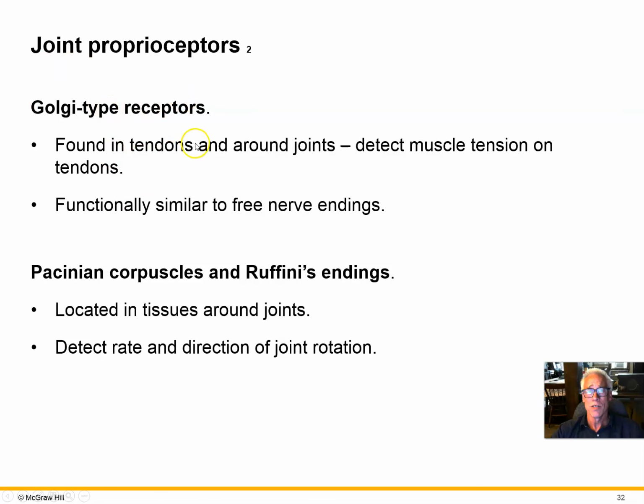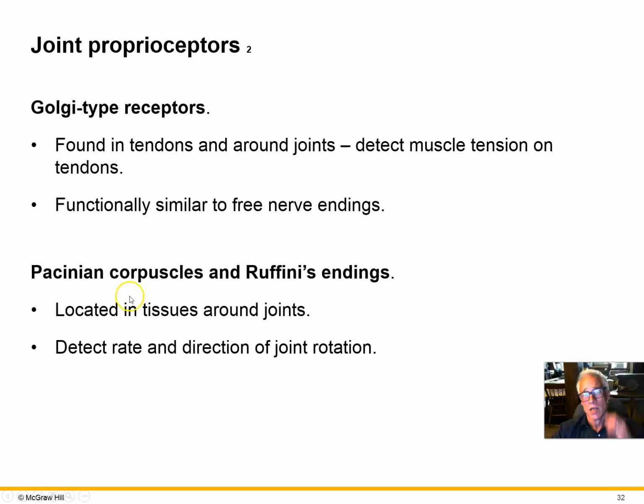Golgi type receptors are found in tendons. They're called Golgi tendon organs many times, and they detect the tension on the tendon. The more a muscle contracts, the more tension is placed on the tendon, and that's what the Golgi tendon organs respond to and report on.